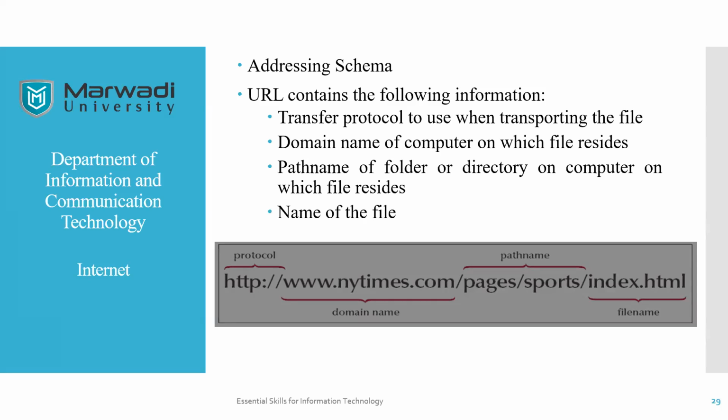Second thing is the domain name of the computer on which the file resides. Third one is the path name of the folder or directory on the computer on which the file resides. And last one is the name of the file. So here is the example. First it will contain the protocol. Second, the domain name. Third, the path name. And last, the file name. Let me give you one live example.